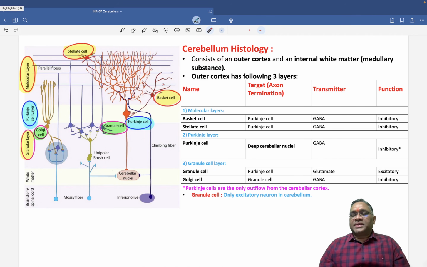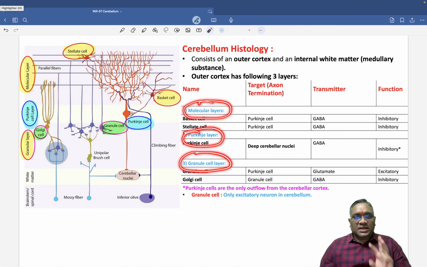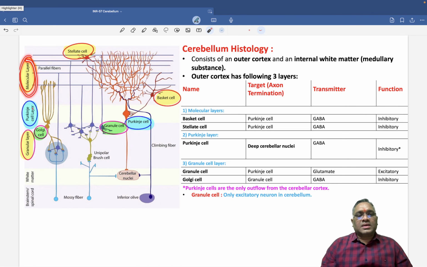Now look at the cerebellum histology. When you are going to see the cerebellum histology, we will have two parts: outer cortical area and inner medullary area, right? So outer cortical area and internal or inner white matter will be there, right? So first we will focus on the outer cortical area. Outer cortex has three layers. Remember, outer cortex has three layers. What are these layers? Molecular layer, Purkinje layer, and granular cell layer, right? So these are three layers: molecular, Purkinje, and granular. You can see in this diagram: molecular layer, then Purkinje layer, and then granular layer.